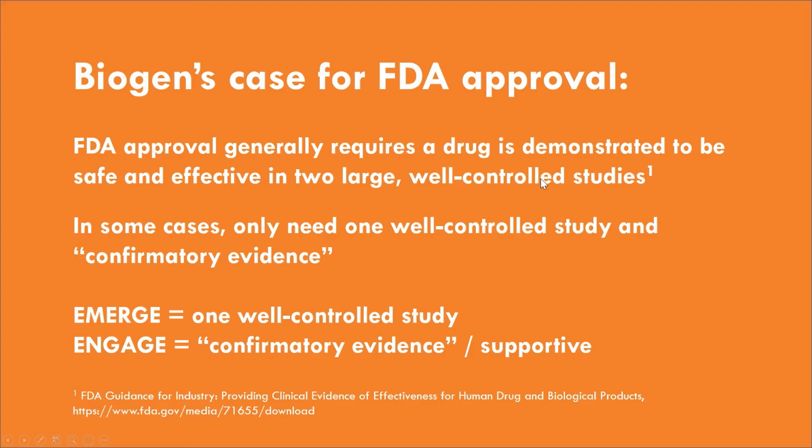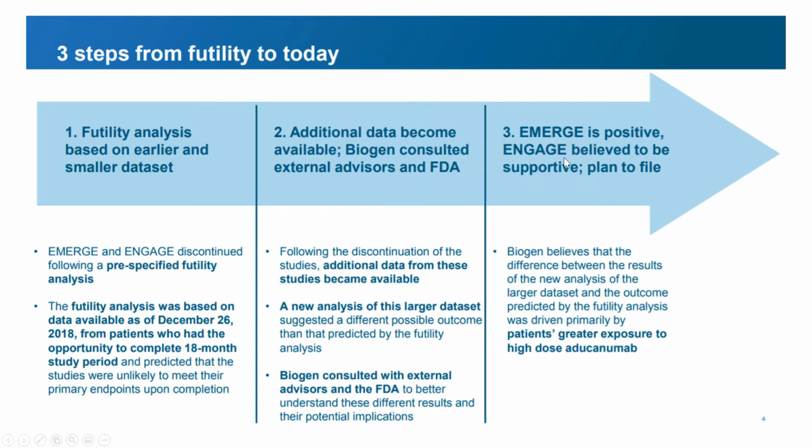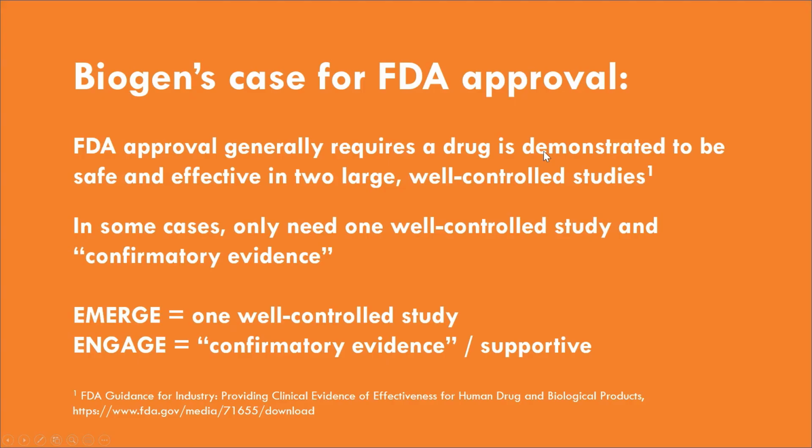So what does that mean? It's important because FDA generally requires a drug be demonstrated to be safe and effective in 2 large, well-controlled studies. And in some cases, it will allow only one large, well-controlled study and then, quote-unquote, confirmatory evidence. So that's what Biogen seems to be referencing here, to me: EMERGE is this large, well-controlled study that was positive, and then ENGAGE is, quote-unquote, supportive or confirmatory evidence. FDA provides definitions and guidance for interpreting these terms in this guidance document and others listed here. It's definitely worth skimming if you're interested in learning more about the regulatory process.